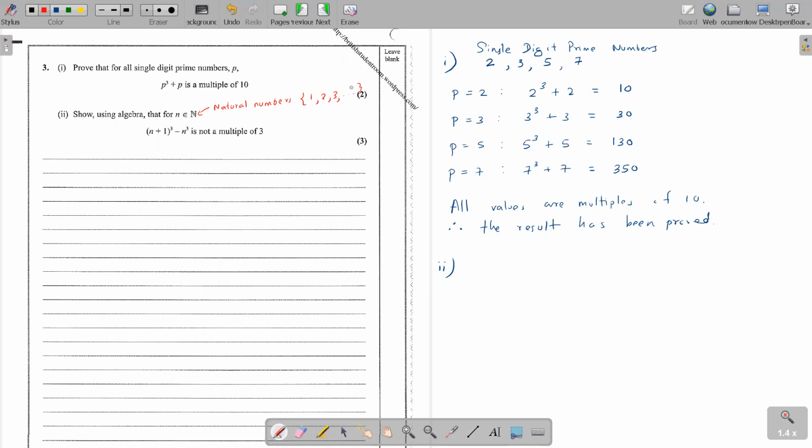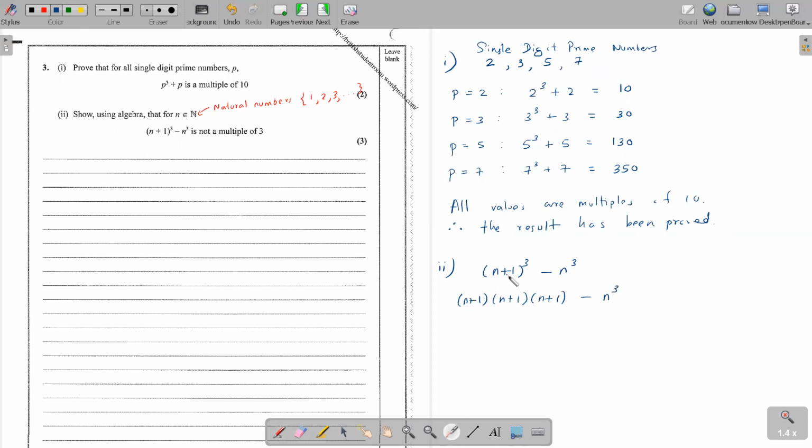Show using algebra that for n an element of natural numbers, n plus 1 cubed minus n cubed is not a multiple of 3. Okay, so we need to show it's not a multiple of 3. So let's first open the bracket here and see what we get. n plus 1 cubed minus n cubed. We'll have to expand the bracket here. So n plus 1 cubed is n plus 1 into n plus 1 into n plus 1.